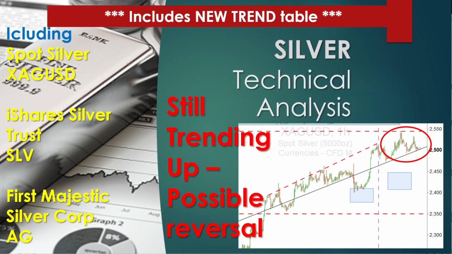Today is March 19, 2024. This is the silver technical analysis. So we're still in an uptrend across all timeframes, although we look like a possible reversal in a shorter term. So we'll see how that goes.